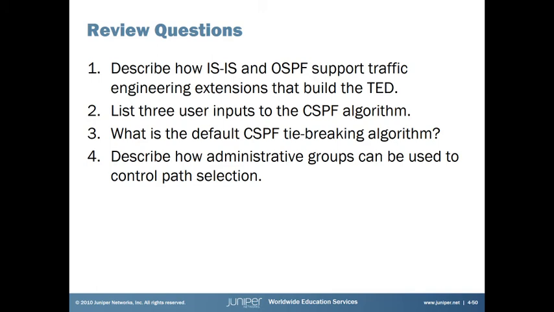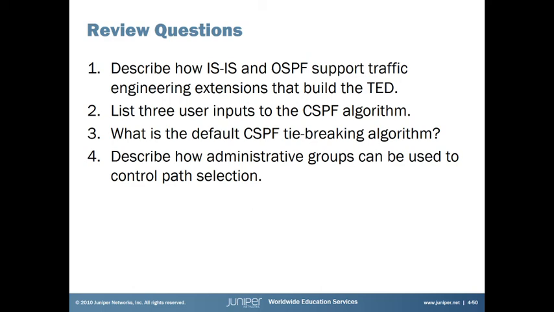What is the default CSPF tie-breaking algorithm? What's the default tie-break? The 3 possibilities. There's random, there's least fill, and there's most fill. What is the default? The default is random. So if we don't tell it anything, it will be random.